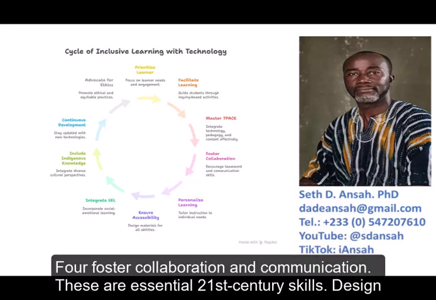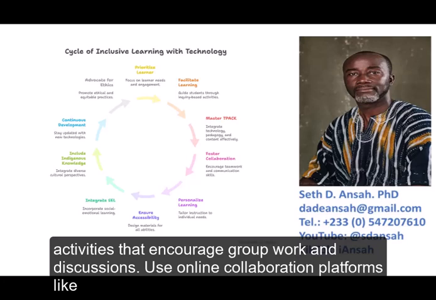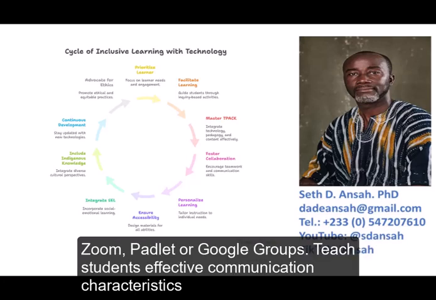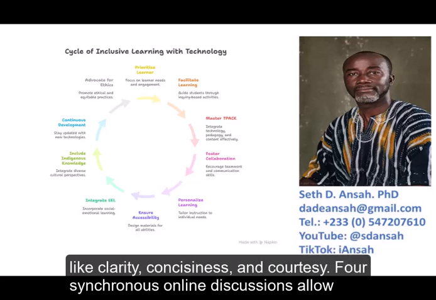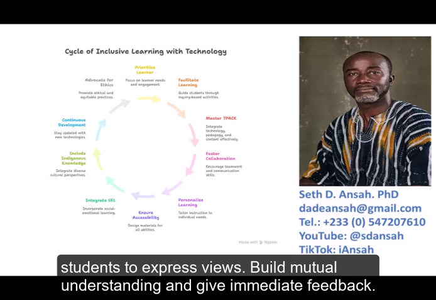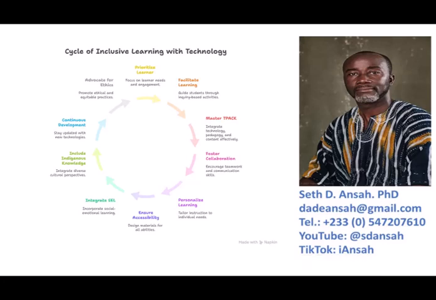4. Foster collaboration and communication. These are essential 21st century skills. Design activities that encourage group work and discussions. Use online collaboration platforms like Zoom, Padlet, or Google Groups. Teach students effective communication characteristics like clarity, conciseness, and courtesy. For synchronous online discussions, allow students to express views, build mutual understanding, and give immediate feedback.